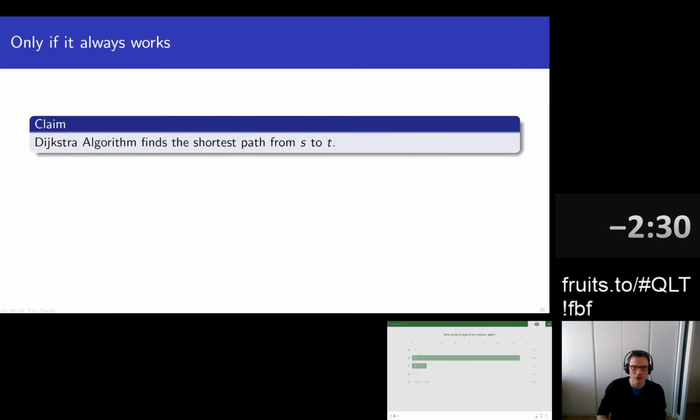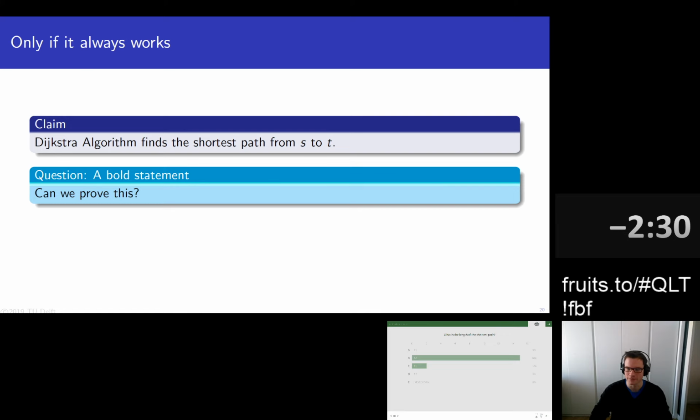And let's take another close look at this Dijkstra's algorithm. Just before the break, we studied its code and we have tried and do it for one example. And on this example, it indeed found the shortest path of length 12. Now I claim that Dijkstra's algorithm always finds me the shortest path from S to T.